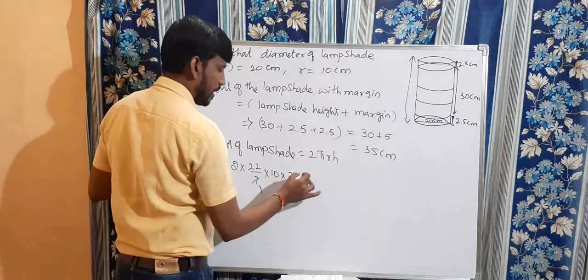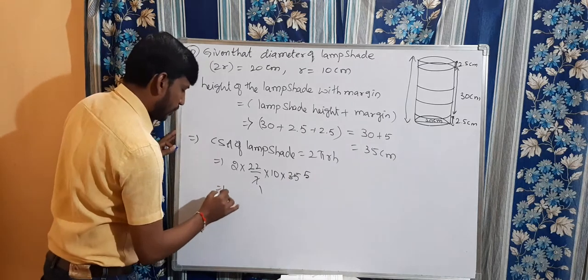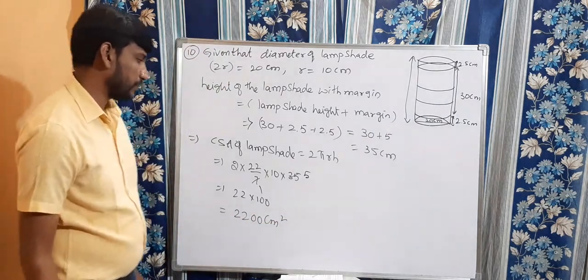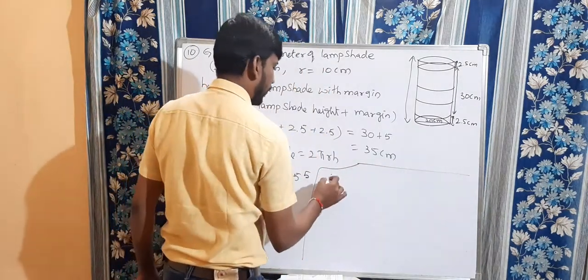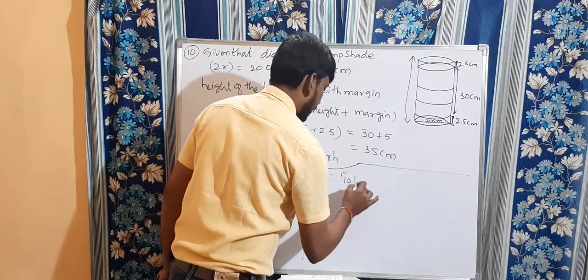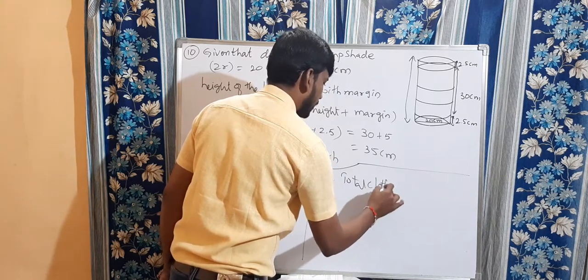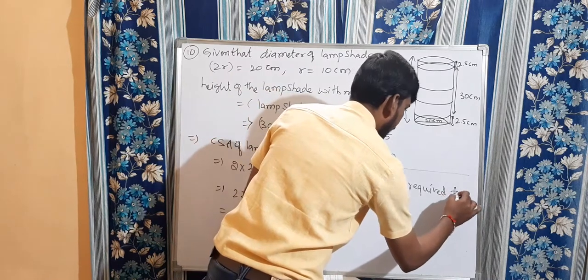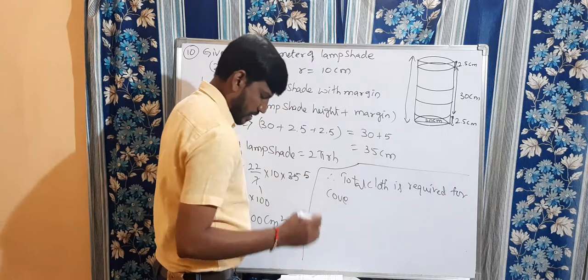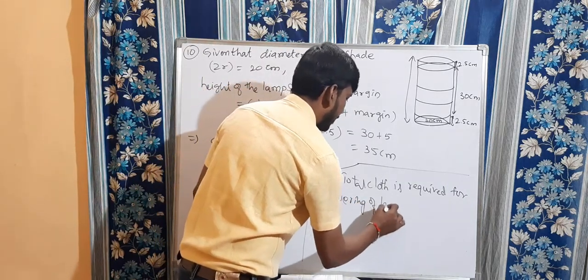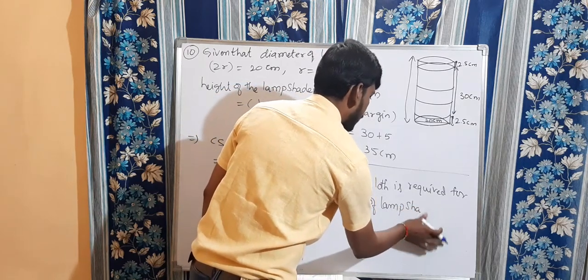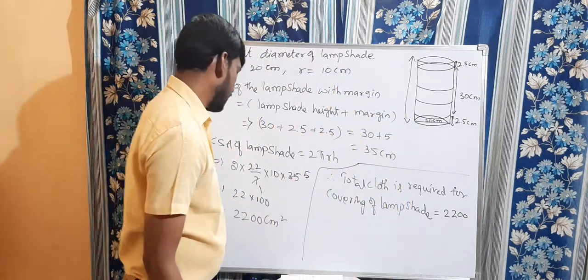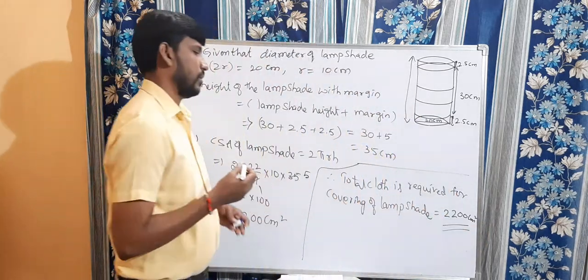Now by cancellation, 7 1s are 7, 5 2s are 10, 10 100. So 22 into 100, which is nothing but 2200 centimeter square. So therefore the total cloth required for covering of the lamp shade is equal to 2200 centimeter square. Clear? So we can find it out.